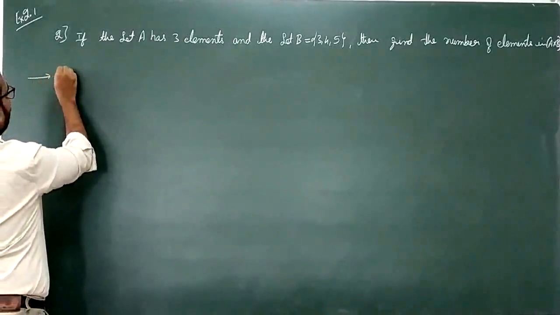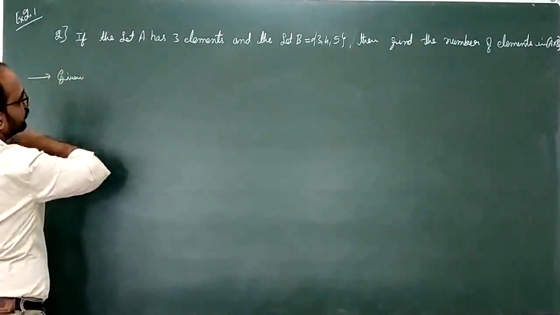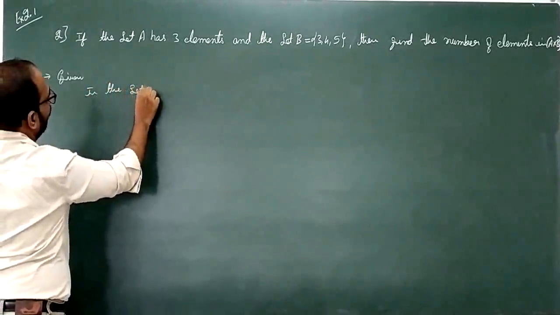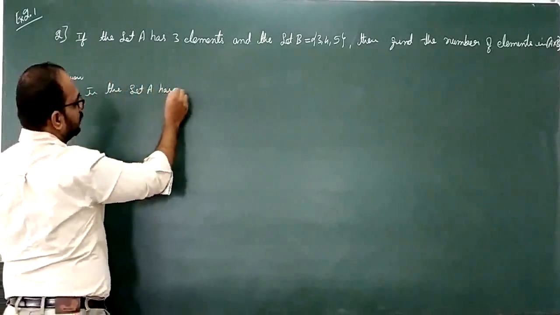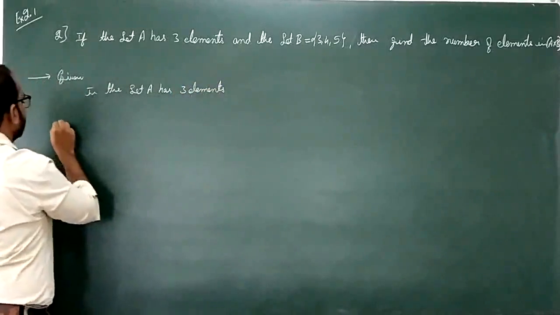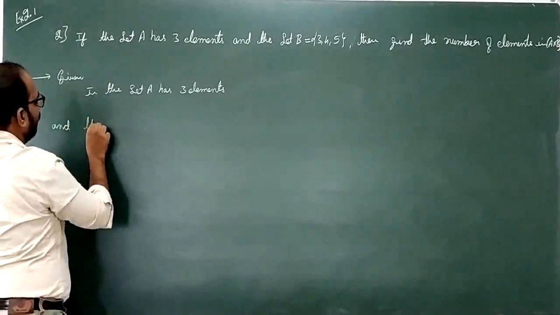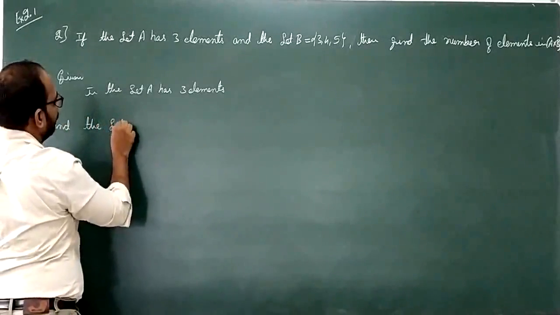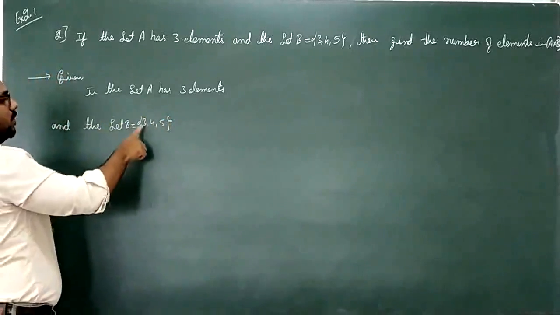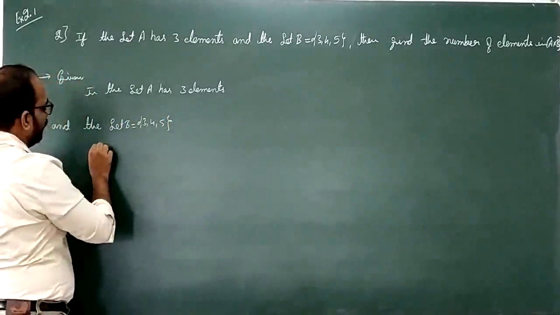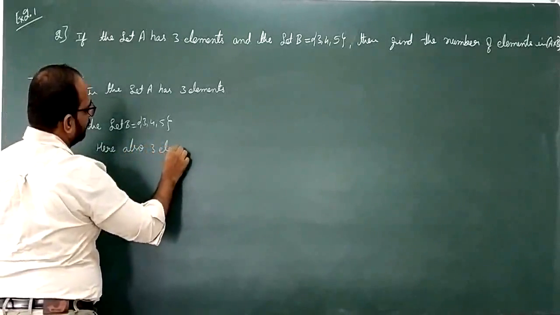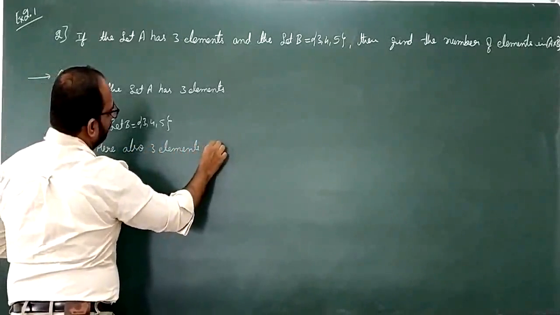Write down given: the set A has three elements, and the set B is equal to {3, 4, 5}. Here also 3 elements are there.